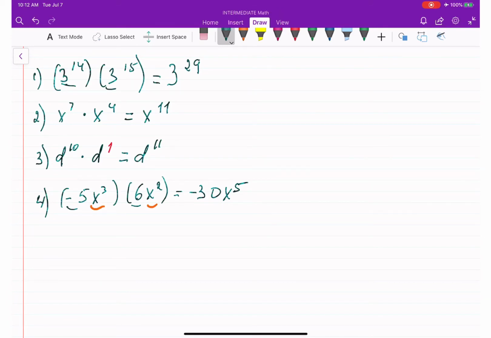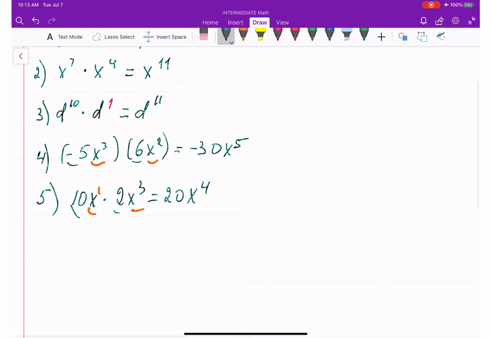Okay. Next one. 10x times 2x cubed. So 10 times 2 is 20. x times x cubed, so here the exponent is 1. It's going to be x to the 4. Okay.